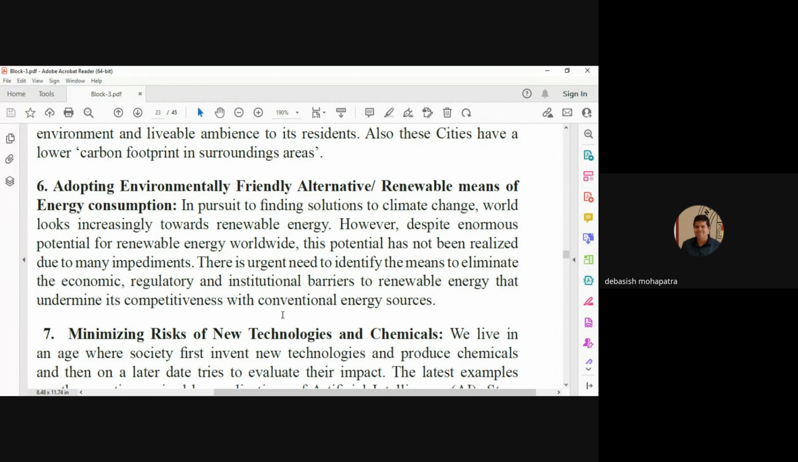Adopting eco-friendly alternatives and renewable means of energy consumption. In pursuit of solutions to climate change, the world looks increasingly towards renewable energy. So we have to change from our current sources of energy to renewable sources of energy like solar energy and wind energy. Only then can we attain sustainable development.